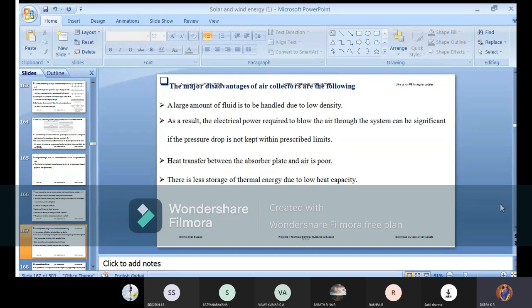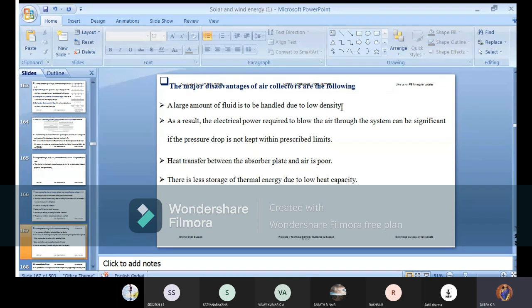Now for the major disadvantages, what are the disadvantages? Of course, this is restricted to the applications of drying in industry and agriculture. Like some 10 to 15% of applications we can find, but still it has some disadvantages. What are those? First, we'll see the large amount of fluid to be handled due to low density.